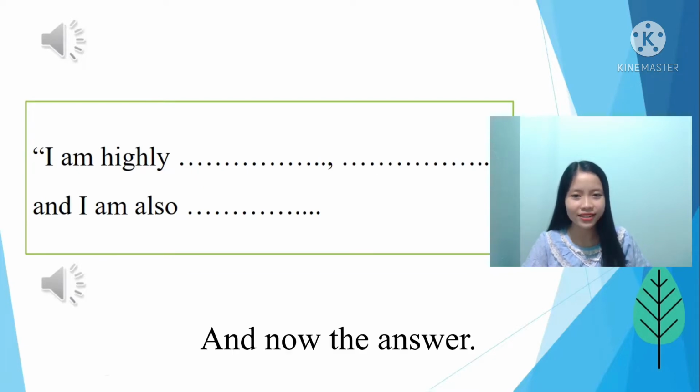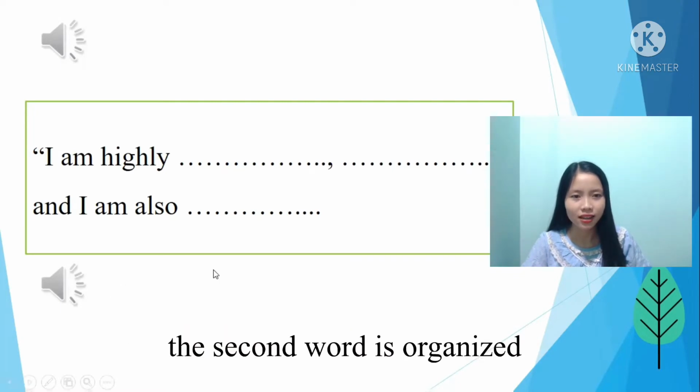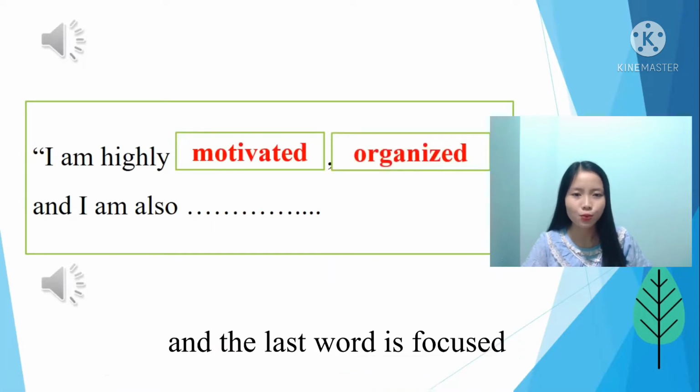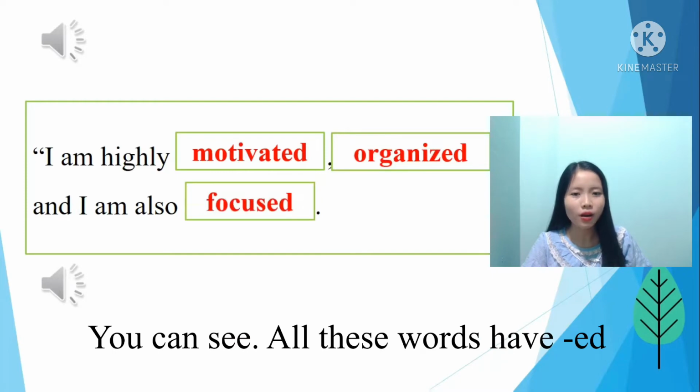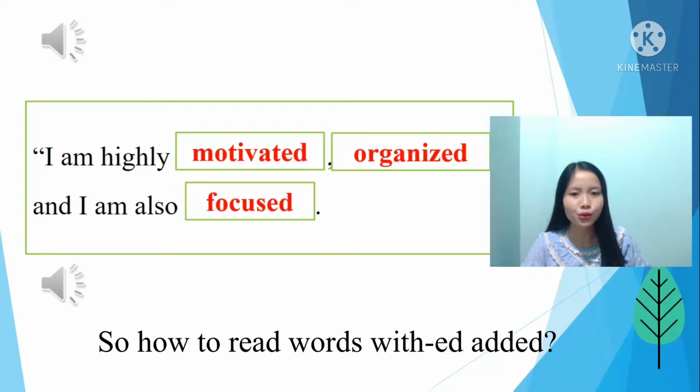And now the answer. The first word is motivated. The second word is organized. And the last word is focused. You can see all these words have ed at the end of each word. So how to read words with ed added?